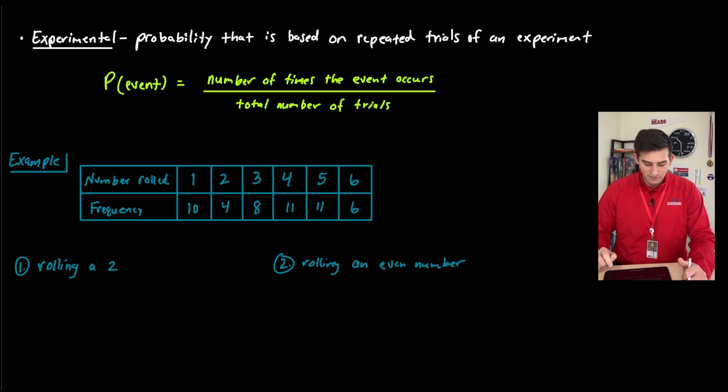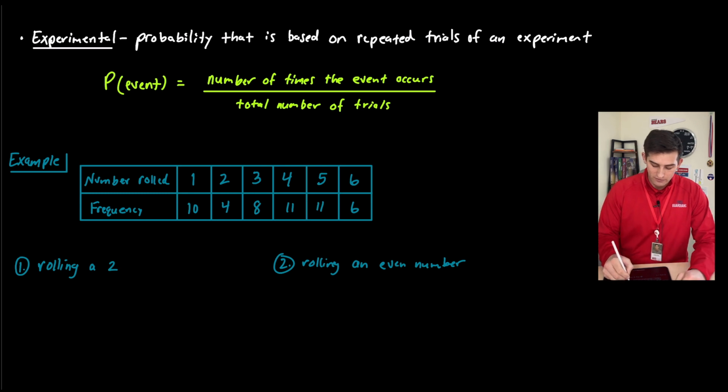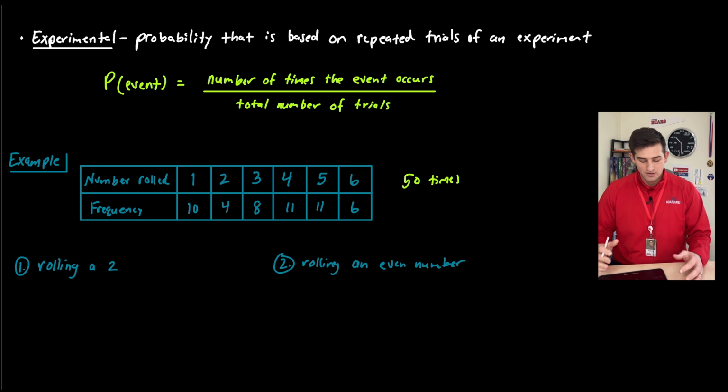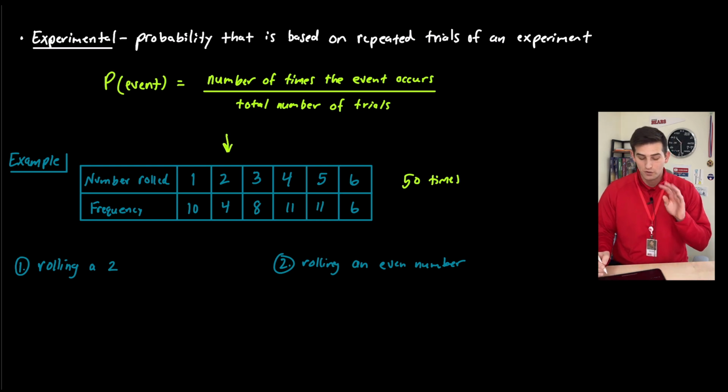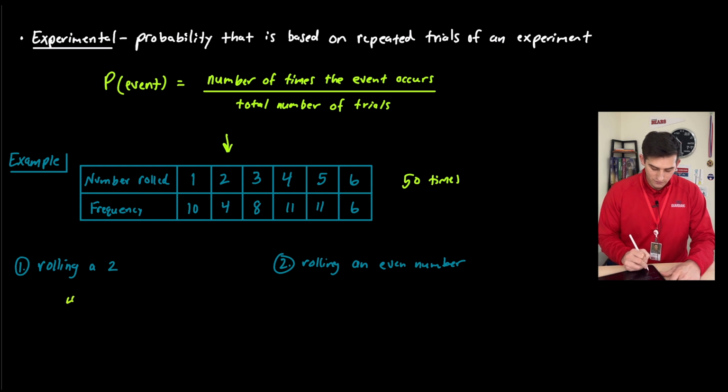So we have 10 and 4, which is 14. 14 and 8 would be 22. We have an 11 and 11 there, which would be another 22. So 22 and 22 would be 44. And then we have 6. So we know that we have rolled this dice 50 times. Okay, so for rolling a 2, we're going to look at this column right here. We only rolled a 2 4 times. So we rolled a 2 4 times out of 50 times.